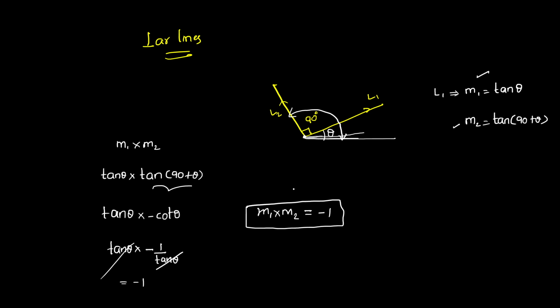So for two perpendicular lines, when we talk about the properties of slopes, the product of slopes is always equal to minus 1, whereas for parallel lines, the slopes are always equal. So it's a very important topic, and you need to be thorough with this concept rather than directly remembering m1 into m2 is equal to minus 1.